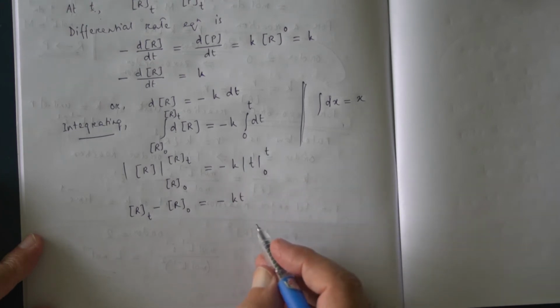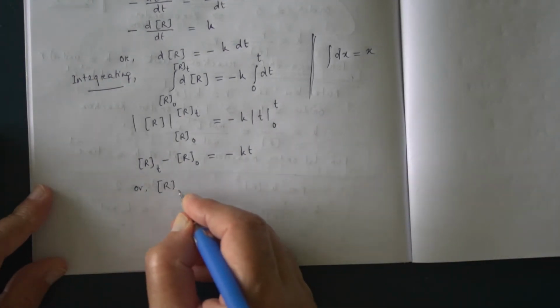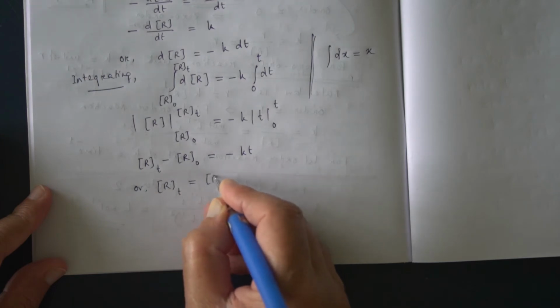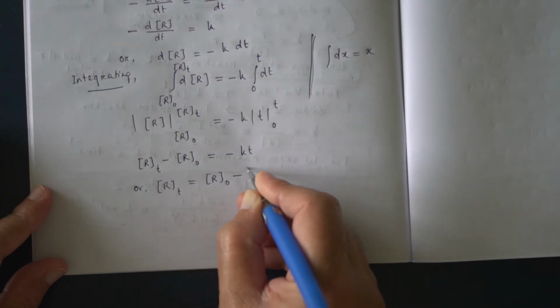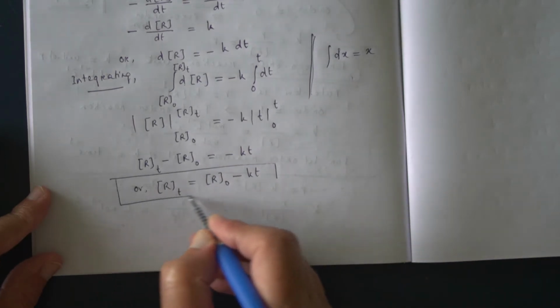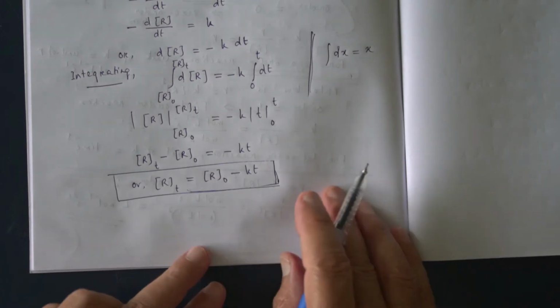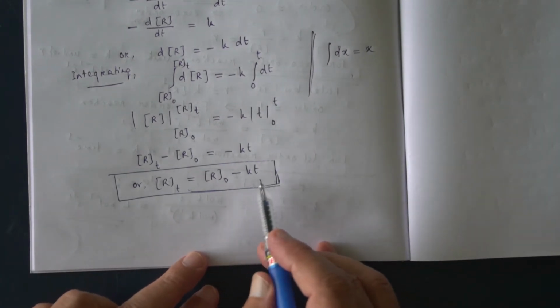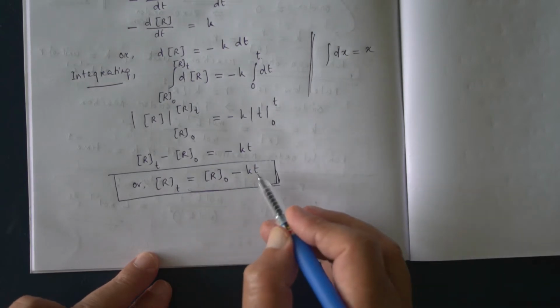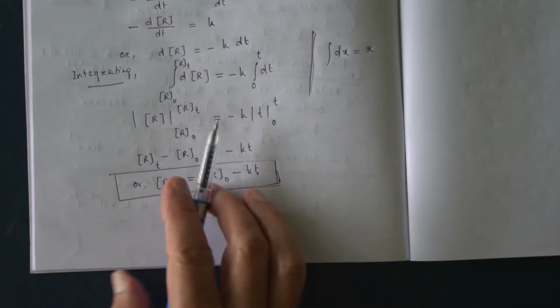Or we can write Rt equal to R naught minus kt. So we have got an expression. What can we learn from this expression? From this expression we can find how much concentration of the reactant remains as time passes. What is the concentration of R left?